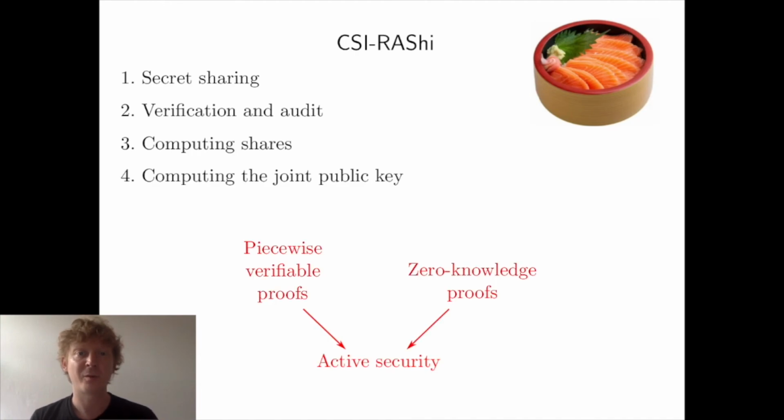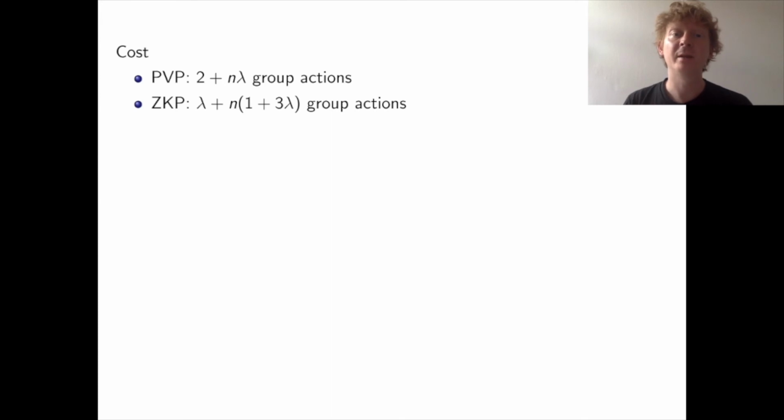Note that piecewise verifiable proofs and zero-knowledge proofs are what makes CSI-RAShi actively secure. Furthermore, having the specific setup, where we verify all of the shares before defining a public key, makes this protocol robust. So robustness basically means that the protocol succeeds even if malicious players try to foil or sabotage the computation. But of course, all of the security comes at a cost. Specifically for n players, the piecewise verifiable proof step now needs 2 plus n lambda group actions. Note that we assume any other operations than group actions to be negligible in comparison.